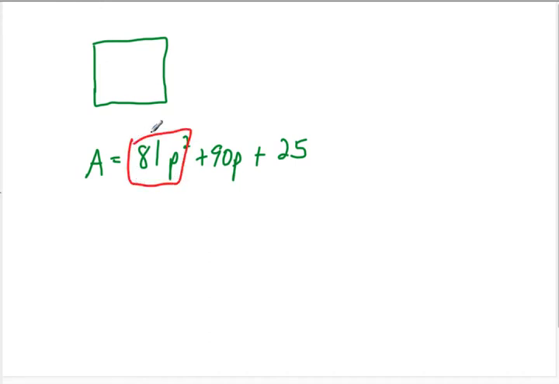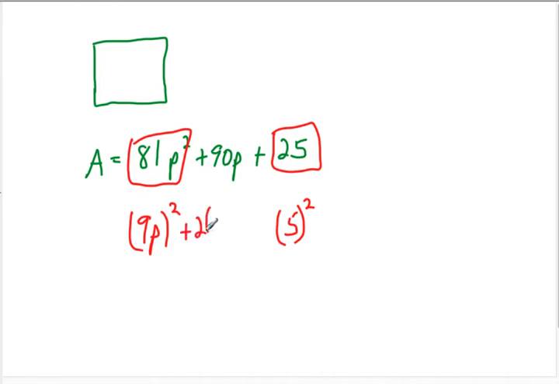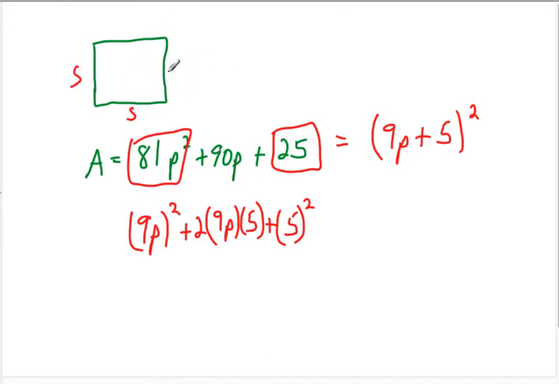So that is a square, and so is this. So I think we're in luck, so let's try it out. This is 9p squared, and this is 5 squared. And so we're hoping that this middle is 2 times 9p times 5. And it looks like it is. So the factor of this would be the base plus the base, squared. So 9p plus 5 squared. And let me reread that. What is the side length? Okay, well, this means side squared, and side squared is how you figure out the area of a square, so 9p plus 5 is the side length.